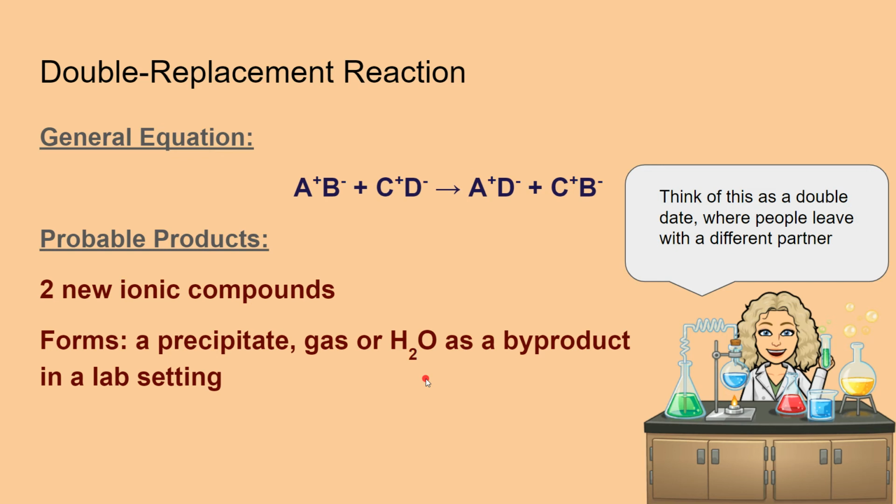I like to think of this as like a double date. In the beginning, A is dating B, C is dating D. After the date, A is now leaving with D, and C is now leaving with B. So they swapped partners.